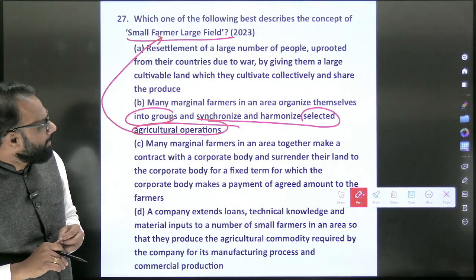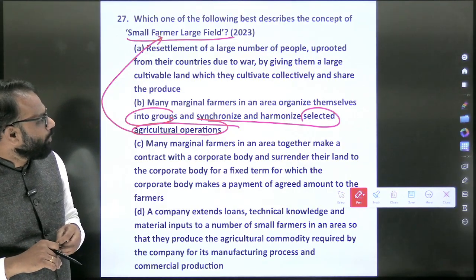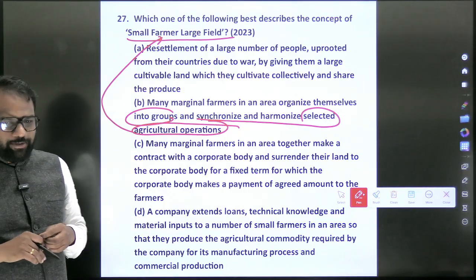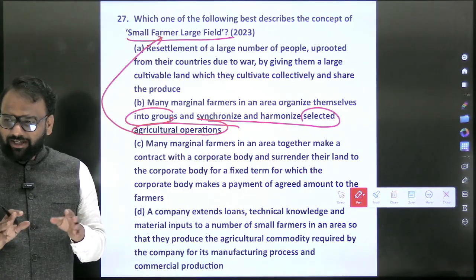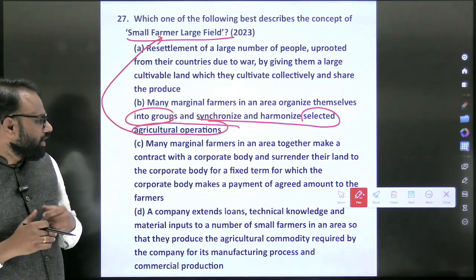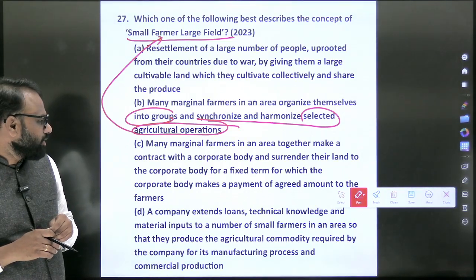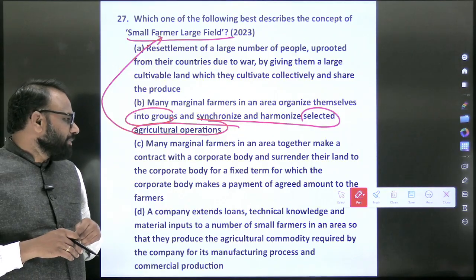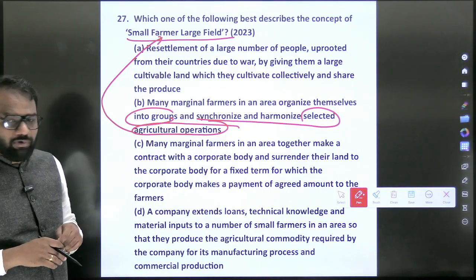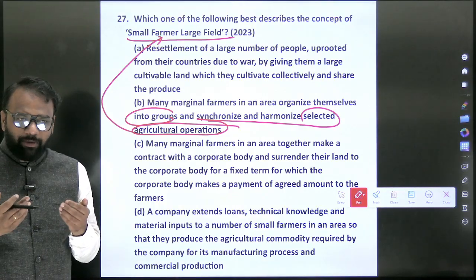Resettlement of a large number of people uprooted from their countries due to war by giving them a large cultivable land which they cultivate collectively and share the produce. Okay, this is practically not possible. Next, many marginal farmers in an area together make a contract with a corporate body and surrender their land to the corporate body for a fixed term, for which the corporate body makes a payment of an agreed amount to the farmers. It may appear true if you are not aware.